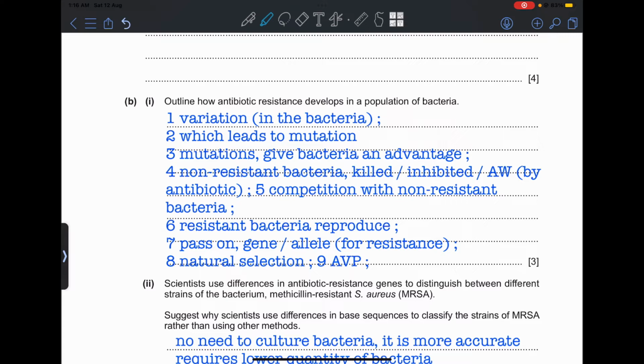So then the competition with non-resistant bacteria occurs. So then of course the resistant bacteria will win, because they will reproduce rapidly, because they can survive in the environmental pressure that they're in.